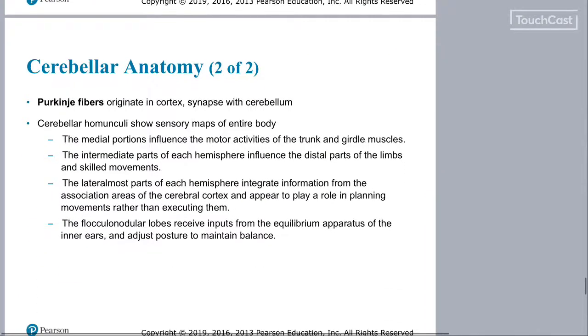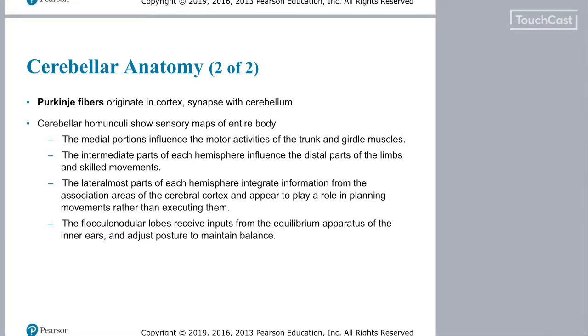So we also have what's called Purkinje fibers. So they originate in the cortex and they synapse with the cerebellum, so sending messages. We also have, just like we had in our cerebral hemispheres, the homunculi, or the little man, that is connected to a specific area of the body. We also have a cerebellar homunculi. So before I show you this, let's just go over this real quick.